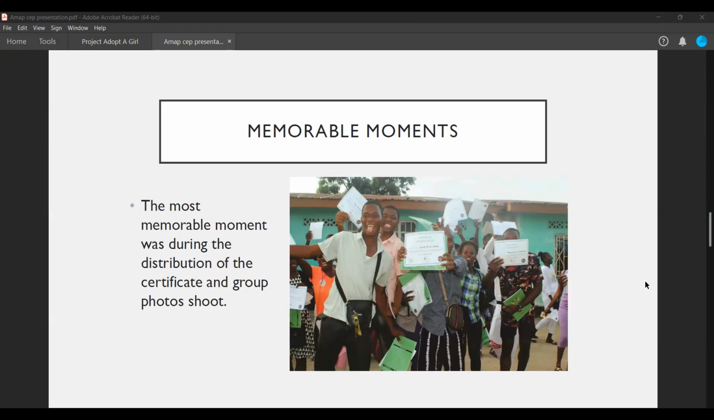The most memorable moments were during the distribution of the certificates and the group photo shoot. It was amazing, and I felt emotional seeing all these young people with smiles on their faces. For most of them, this was their first time getting a certificate outside of school without their academic results, a certificate that will boost their resumes. Even though it was a one-day training, they felt very happy and joyful, and it was expressed in their faces during the certification and the photo shoot. That was a very memorable moment for me in the whole project implementation.